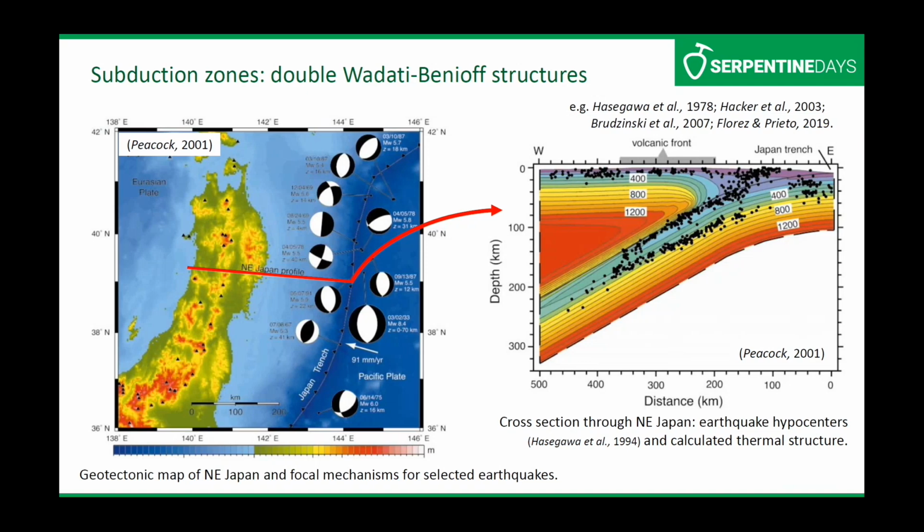The double Wadati-Benioff structures were found quite a while ago by Hasegawa in 1978. This is one of the most famous examples, in northeast Japan. The two planes are separated by 10 to 40 kilometers and tend to merge at depth.